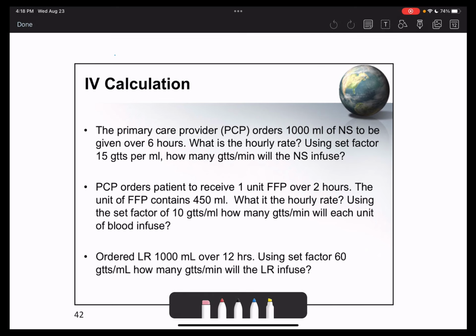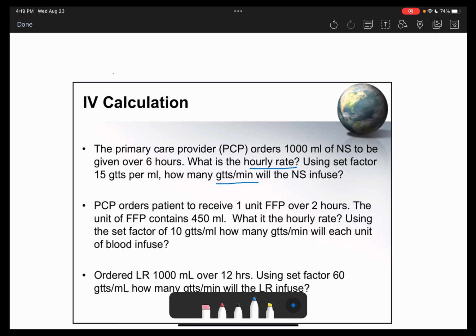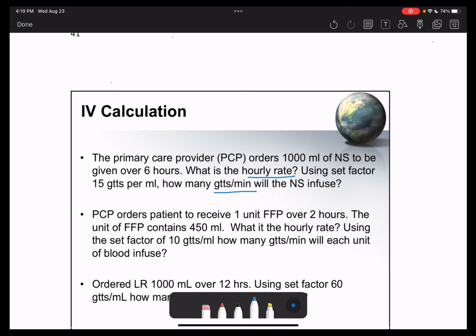So looking at this, it seems like there's two questions. You want the hourly rate, and at the same time, you also want drops per minute. So first, let's calculate for the hourly rate. That's actually pretty straightforward. And so how do we start? Well, we always start with the order. So make sure you're starting consistently. If you have your own way of calculating things, you can go ahead and do that. That being said, make sure that you're consistent to avoid any sort of confusion, because that's usually when mistakes happen.